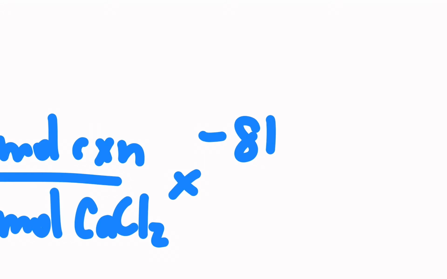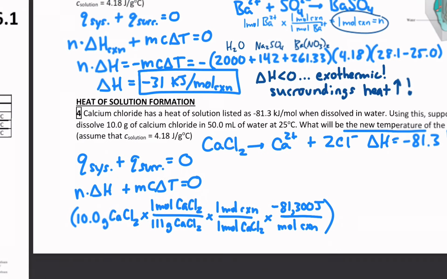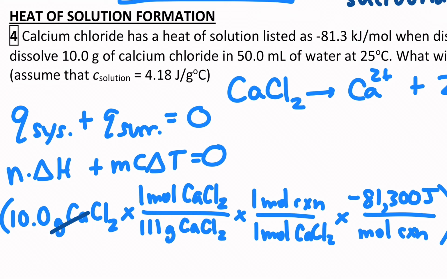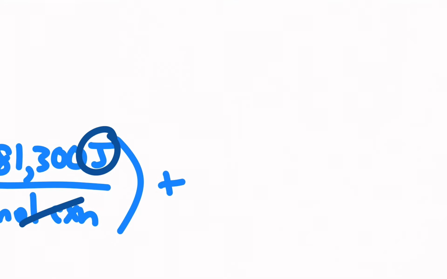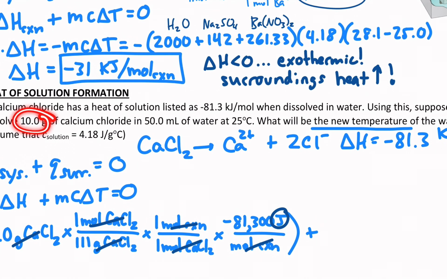Negative 81.3 is negative 81,300 joules per mole of reaction. And that's my first term. And if you look at it, the units work out exactly the way you want. Grams, grams, moles, moles, moles reaction. We are in joules. So if I use my MC delta T, there's a whole other term here, plus M. This time the M is the sum of the two, because once again we're mixing it. So 10 grams plus 50 mils, I'll assume that that's 50 grams.